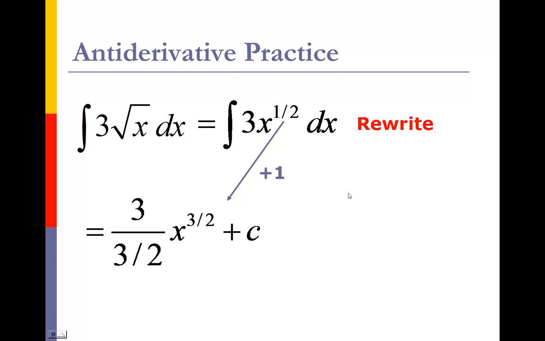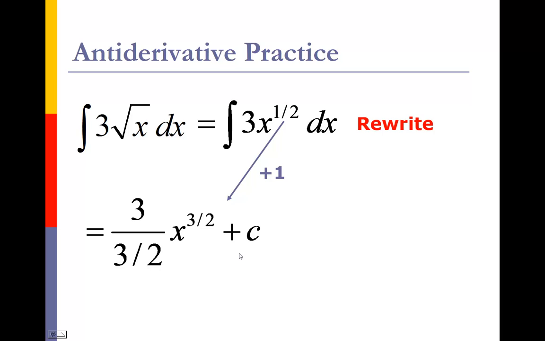Once I do the antiderivative, once I add 1 to the power and then divide by that new power, you notice that the antiderivative symbol is gone. So I don't need to be told to do it anymore. That's what I got: added 1 to the power and then divided by the new power. And then you see this plus c here. That's our constant of integration.